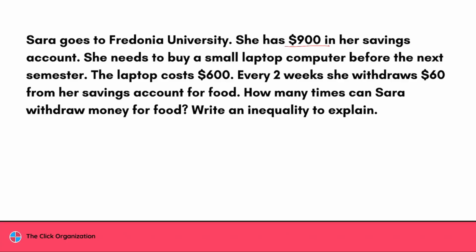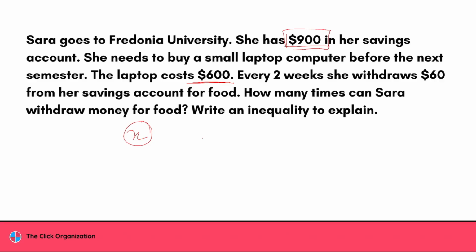So let's look at this a little bit better. I'm going to start with the number of times that Sarah can withdraw money for food. She will withdraw $60 every time. So this will be involved in her expense: 60 times how many times she will withdraw for food, and this will come out of the $900 in total. If it's once, it'll just be 60. If it's 2 times, it'll be 120, and then so on.